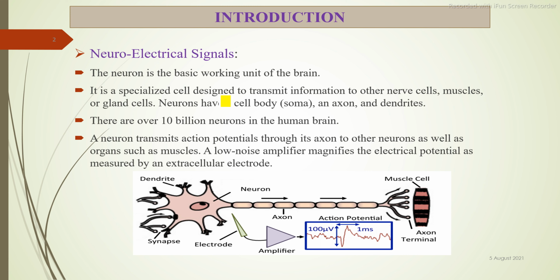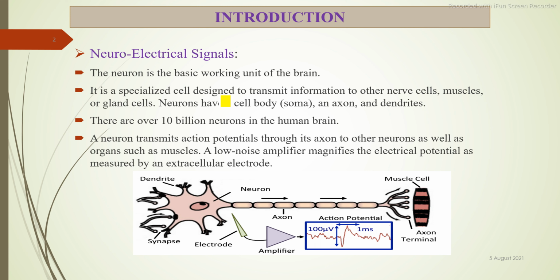The brain is a part of the human body which has a large number of neurons. The human brain has more than 10 billion neurons. Now coming to the neuron structure, it has basically three different parts. The first one is called the cell body, also called the soma, the second part is called the axon, and the third part is called the dendrite.